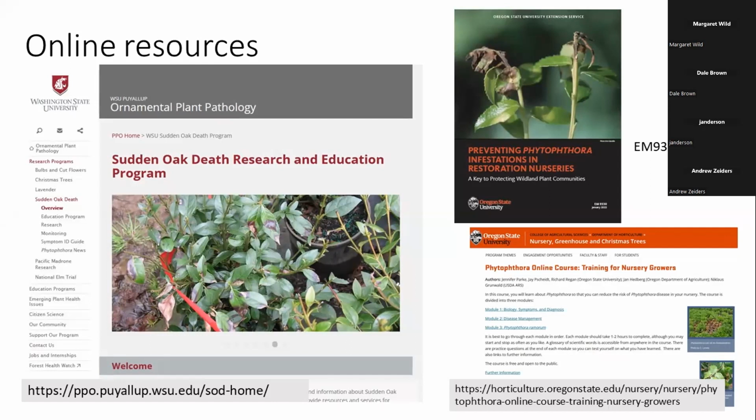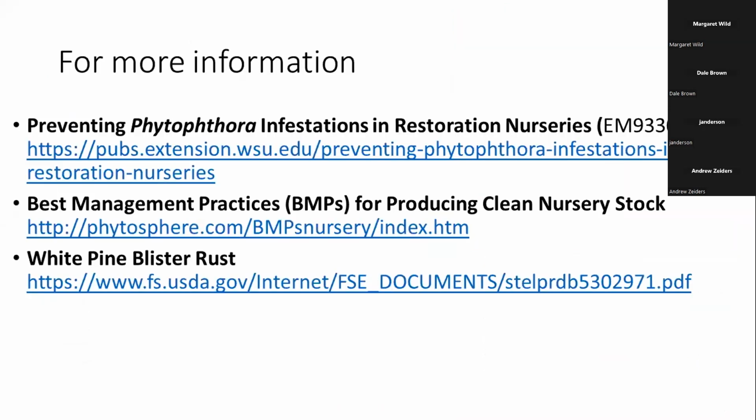And we also have a website. And here are some links to various things that might be helpful, such as the publication I mentioned. This group, Phytosphere in California, has a lot of really good information about best management practices and other information about Phytophthora and restoration sites. And then here's a document from the Forest Service about white pine blister rust. So all of these are good links if you want to learn more about this stuff.